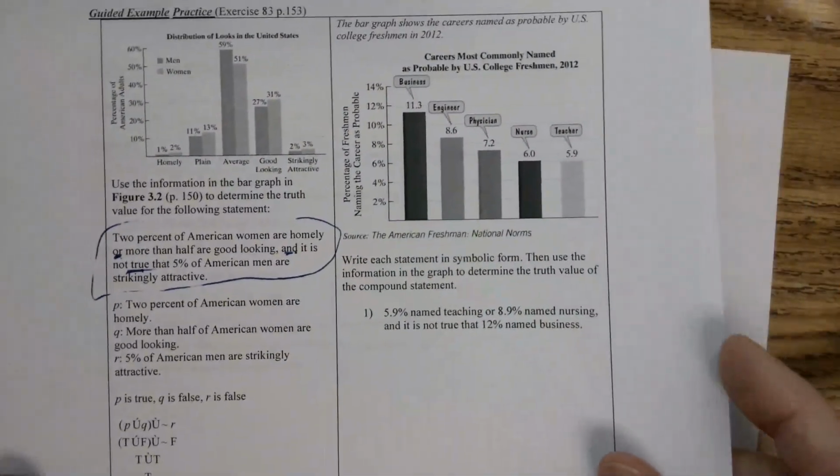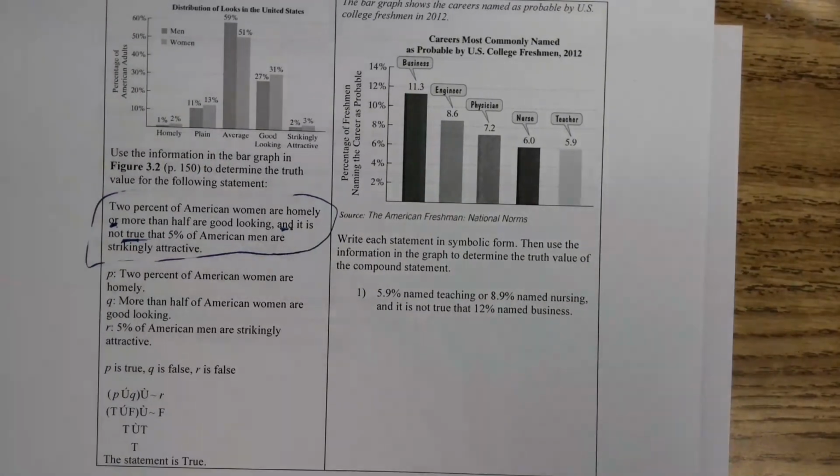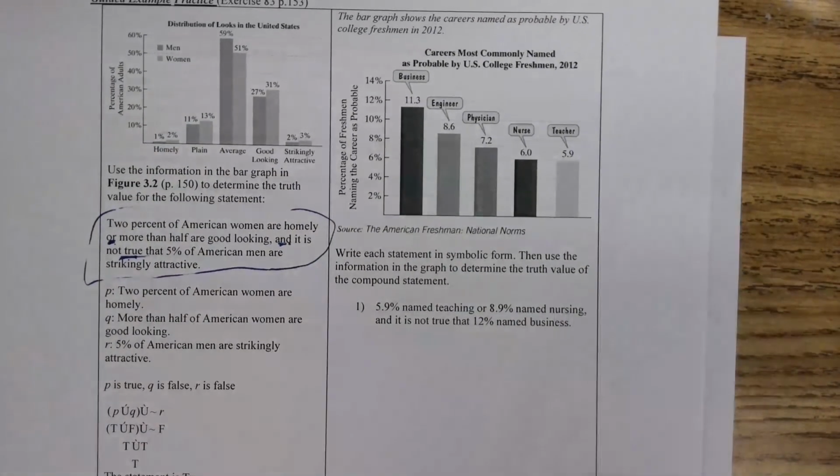One last problem in your notes and we'll be done for today. College freshmen in 2012. To you guys it's old; to me it's not that old. They want to be a business major, engineer, physician, nurse, or teacher. Write each statement in symbolic form, then use the information in the graph to determine the truth value of the compound statement.